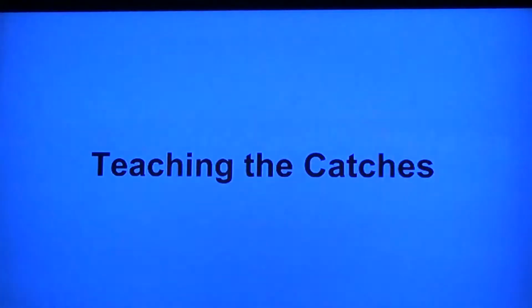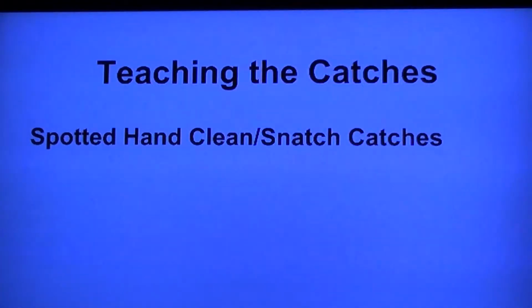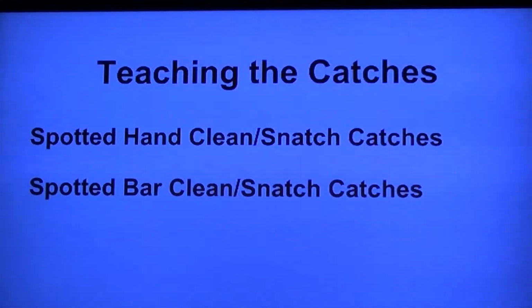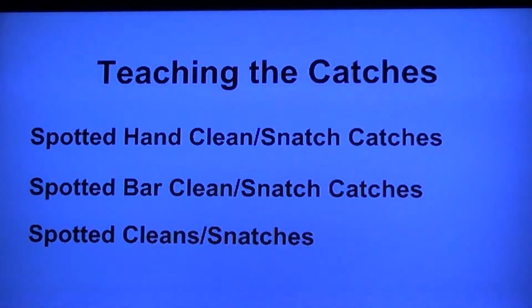The catches are taught only after many correct repetitions of the pulls have been done. There are 3 steps to teaching either catch. They are spotted hand catches, spotted bar catches, and spotted cleans and snatches.